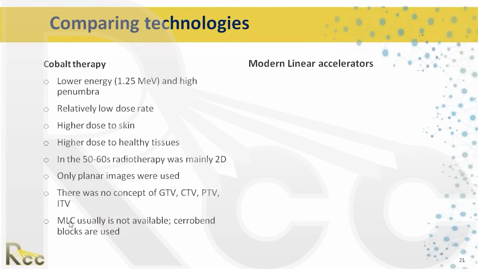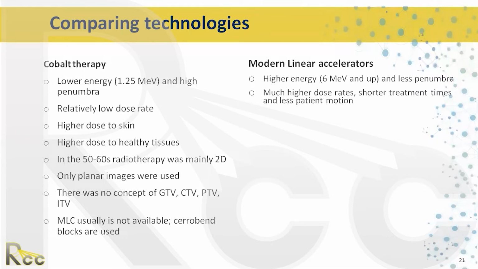Multi-leaf collimators, MLC, stands for multi-leaf collimator, usually not available, and shaping was done by a low-temperature alloy called cerrobend. Cerrobend blocks were used. In modern accelerators, 6 MeV and above compared to 1.25, so better skin sparing, less penumbra, better depth dose. Much higher dose rates, shorter treatment times, less patient motion. Shorter treatment time means less chance that the patient can move. There's less skin dose with accelerators. Better tumor coverage, more conformal.